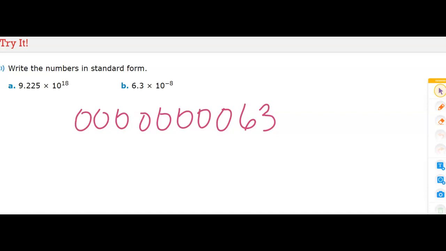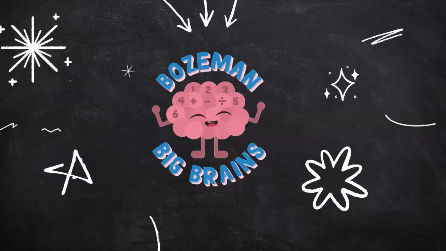And let's see. Make sure I have the right numbers. So 1, 2, 3, 4, 5, 6, 7, 8. And my decimal should go here. There we go. And my decimal is there. And that's it.